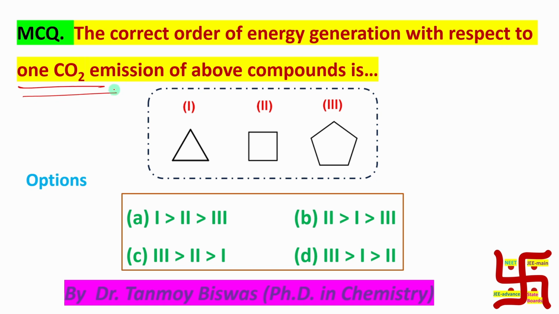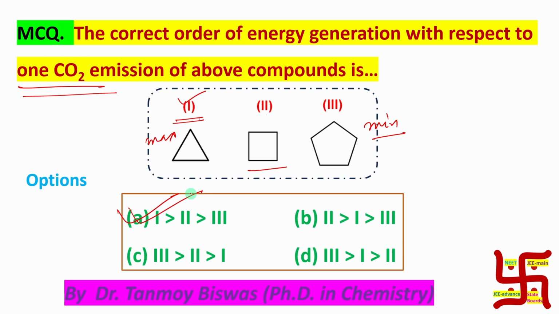Now, the lesser the hydrocarbon or alkane stability, in this case because of ring strain, the higher the energy release. So here ring strain is maximum, so the energy release will be maximum for this, and minimum for this 5-membered ring. Why? Because ring strain is minimum among the three. So what is the order? The correct order of energy generation: 1 will generate maximum energy, so 1 greater than 2 greater than 3. So option A is the right answer.